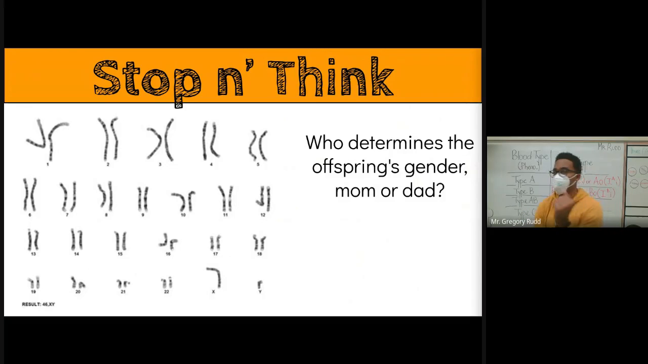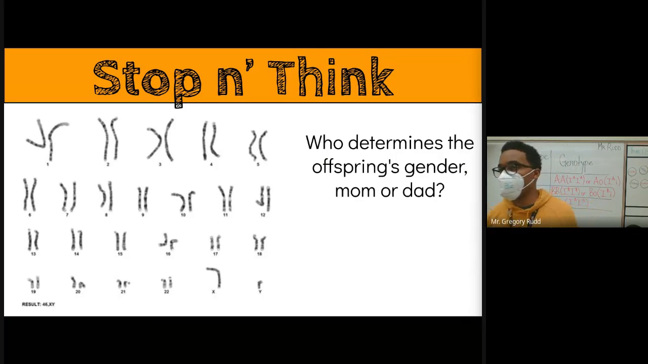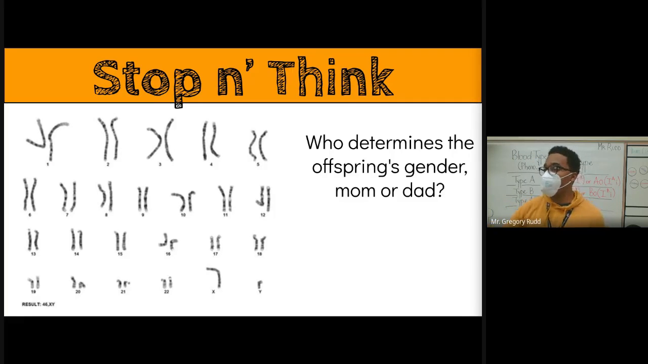Okay, let's think about this. So if mom, what would mom's two sex chromosomes be? What does she have? Y, X? She's XX, right? So she can only give an X to her offspring. It's the dad who determines the sex, because mom can only give an X. Remember, you get one from each parent. That's how this all works. You get one chromosome from each parent.